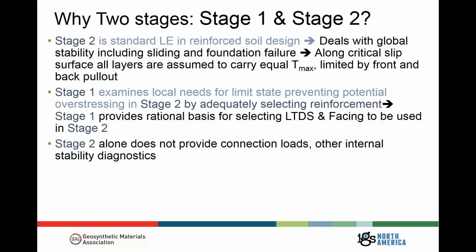But stage 1 gives us so much more opportunity to be innovative for those limit state conditions for internal stability. And we examine local needs, internal stability for preventing overstressing, in stage 2 by selecting the right reinforcement from stage 1 and the right reinforcement length. So stage 1 basically provides us a rational basis for picking our long-term design strength, for picking our facing elements, for considering all these complexities that aren't so easy to assess using conventional approaches. Stage 2 doesn't provide us connection loads or other internal stability diagnostics. So stage 1 is really important.